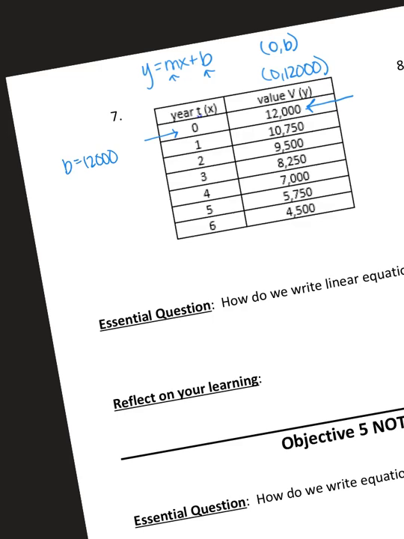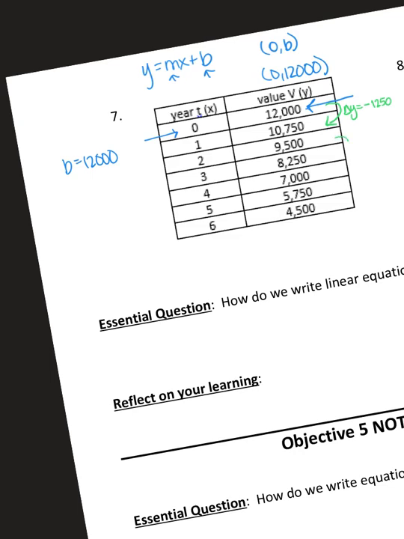So what I want to know is, how is my y changing? So to go from 12,000 down to 10,750, what is my change in y? So what is the difference between 12,000 and 10,750? And it looks to be, we're decreasing, so that's going to make it negative 1250 each time.